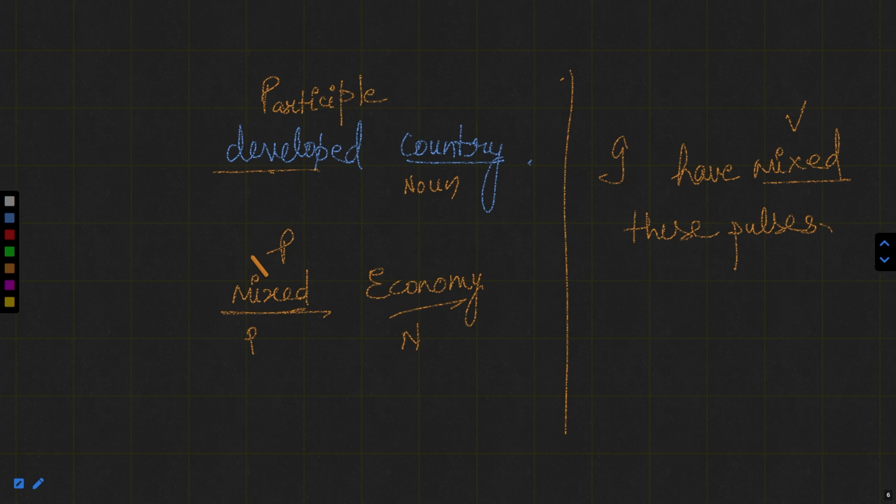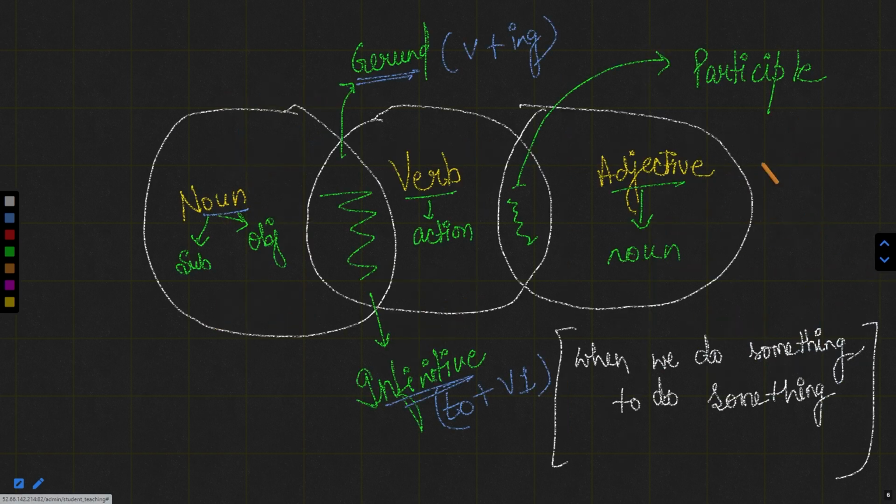Or if I say melting ice, that melting is a participle because it is stating the quality of that particular noun, or it is qualifying the noun. It is not behaving like an action over there. So all that is known as participle. We have several participles: present participle, past participle, perfect participle, but we'll discuss that in the part on participles only. So this is how we can define non-finite verbs.